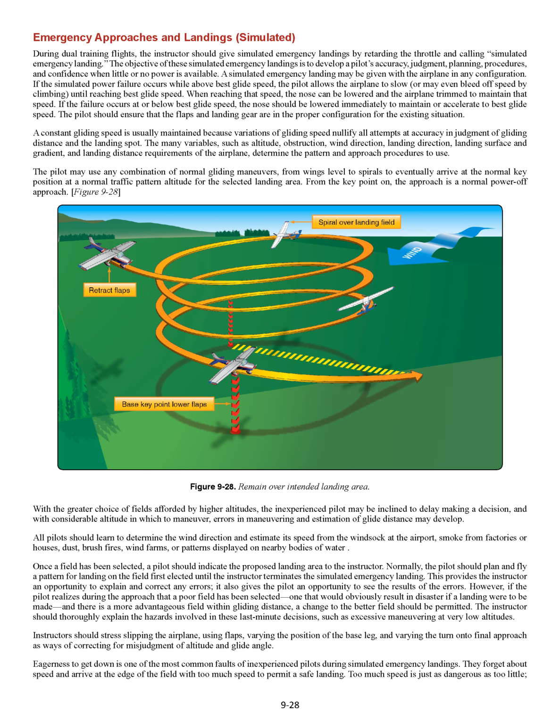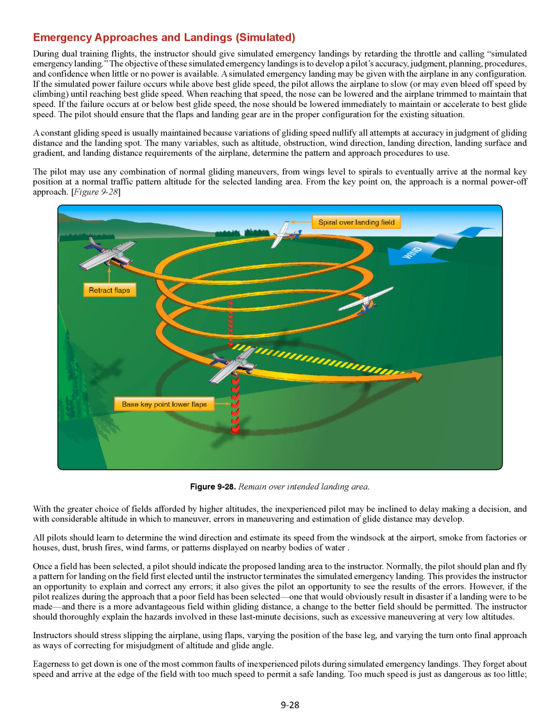The many variables, such as altitude, obstruction, wind direction, landing surface and gradient, and landing distance requirements of the airplane, determine the pattern and approach procedures to use. The pilot may use any combination of normal gliding maneuvers, from wings level to spirals, to eventually arrive at the normal key position at a normal traffic pattern altitude for the selected landing area. From the key point on, the approach is a normal power-off approach.